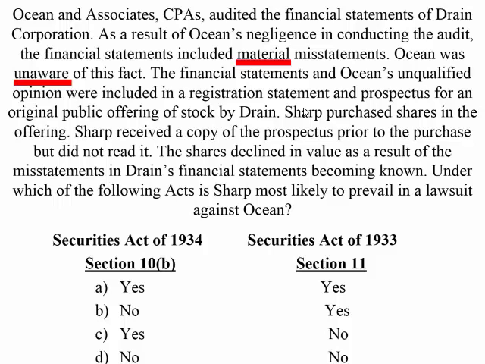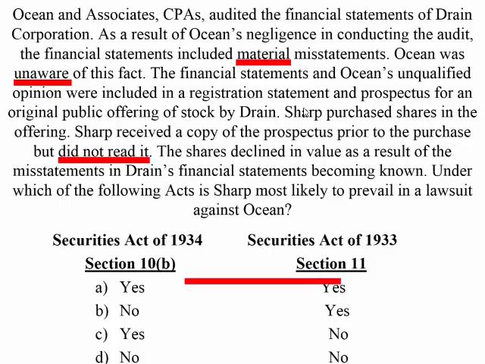However, we also know that they were unaware of this fact, so any kind of suit based on fraud is not going to be good because it's going to be hard to prove knowledge and intent if they were unaware of the misstatements. Another thing that we know is that the person that purchased the stock and was injured did not read the audited financial statements. If they didn't read the audited financial statements, it's going to be difficult to assert that you relied on the financial statements.